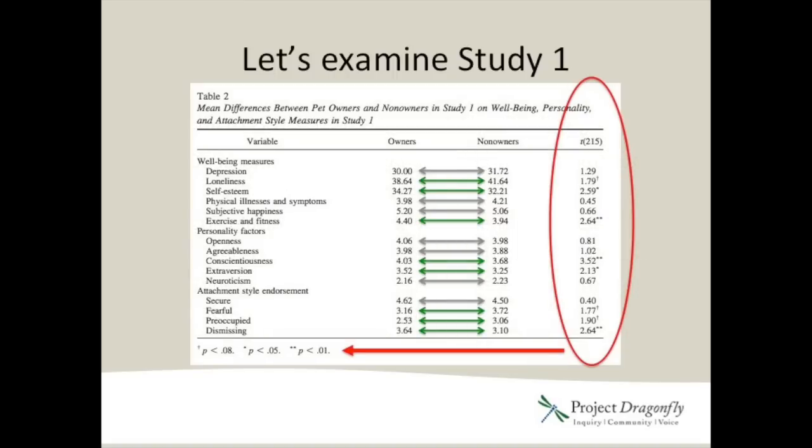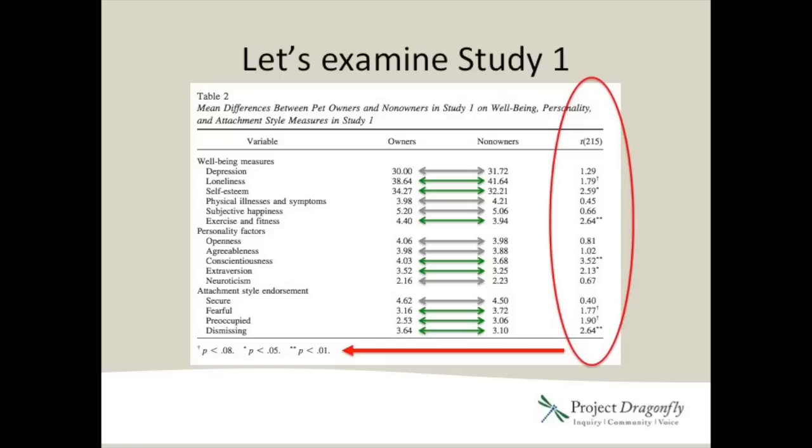Now as we move to Table 2, we can take a look at the means for owners and non-owners in all these variables and see if the differences observed are statistically reliable or meaningful, or if the differences are so small that they might be due to chance given the sample size that we have and the amount of error in our measures. As we can see here, some of these differences are meaningful.